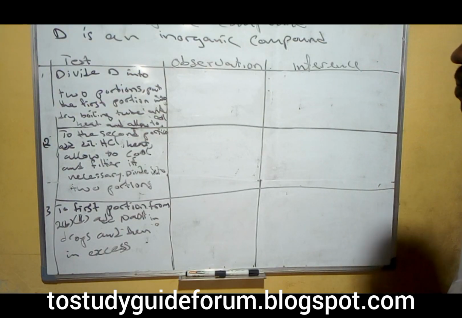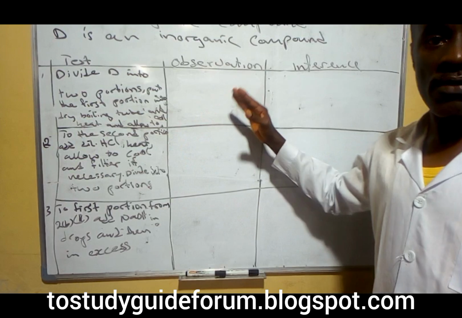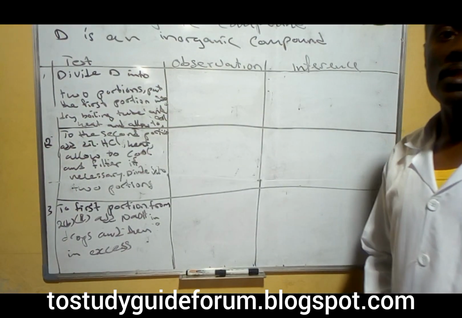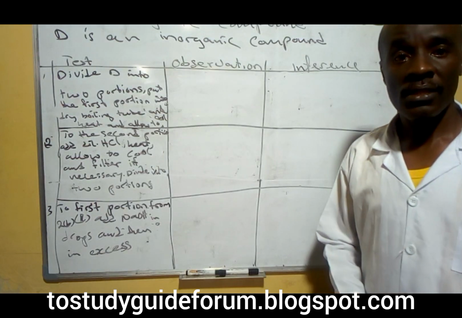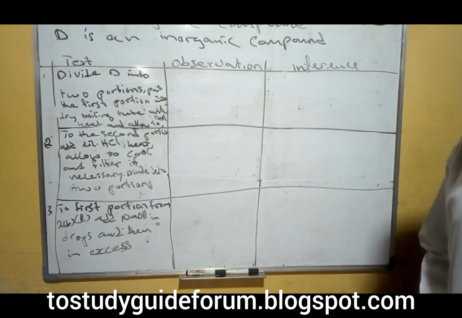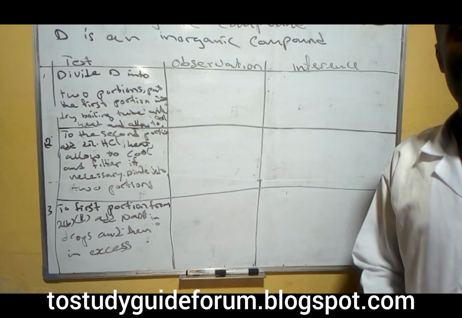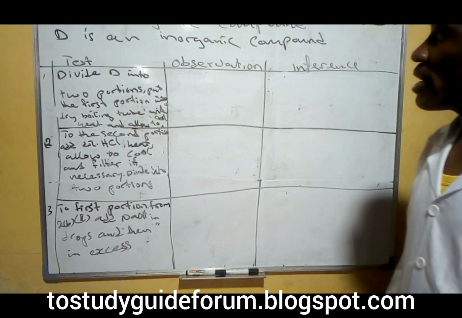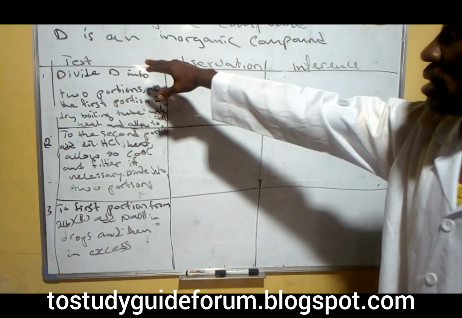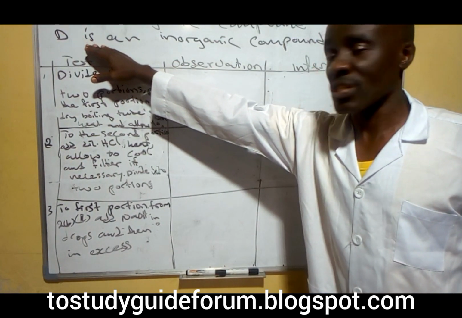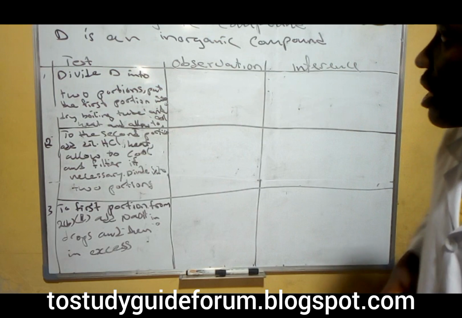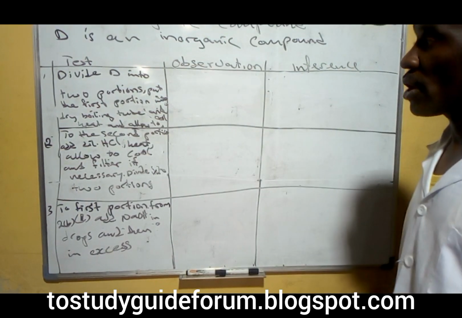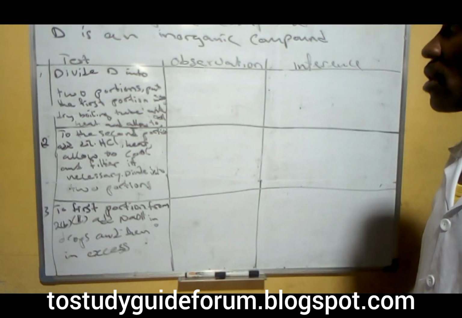Now, in this analysis, we are doing the second question in the quantitative analysis of the just concluded SSE exam, WAEC 2023. The second question says that D is an inorganic compound. In the previous video, we were able to do the first one, which is the organic compound. In this case, now, it's an inorganic compound.